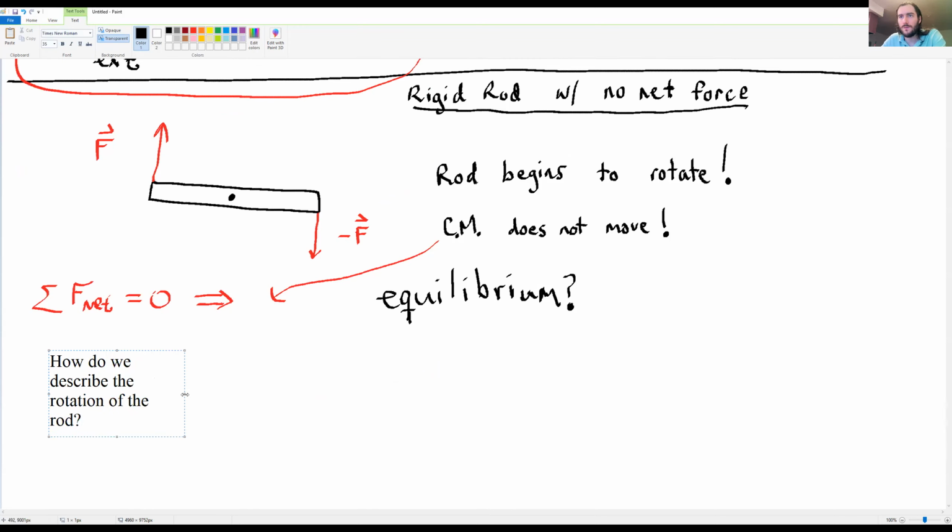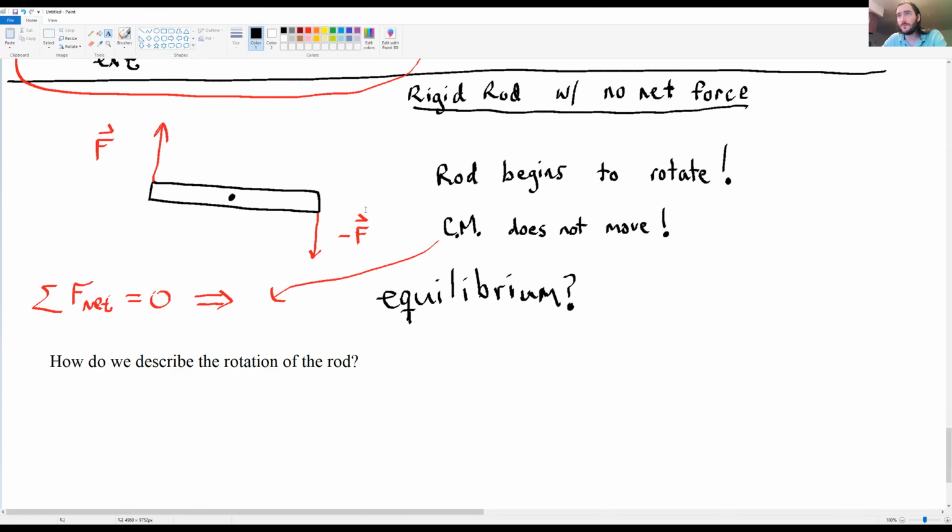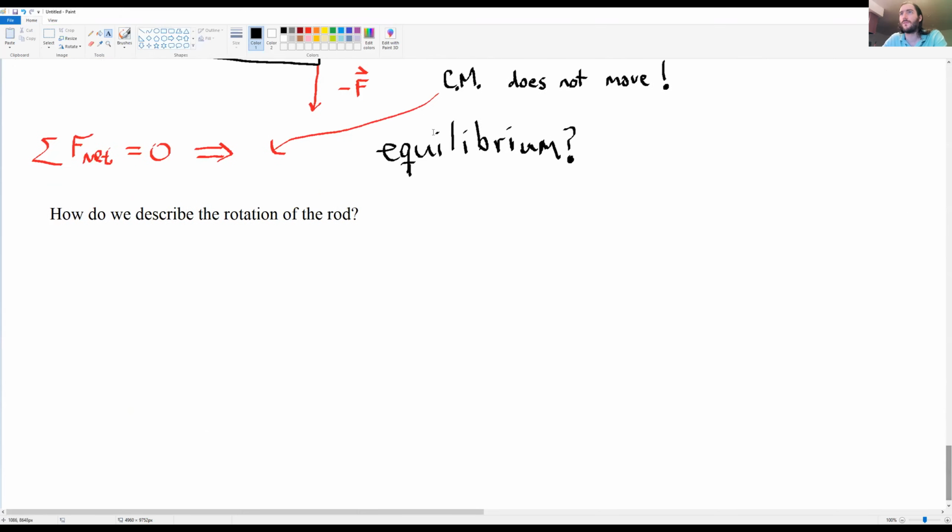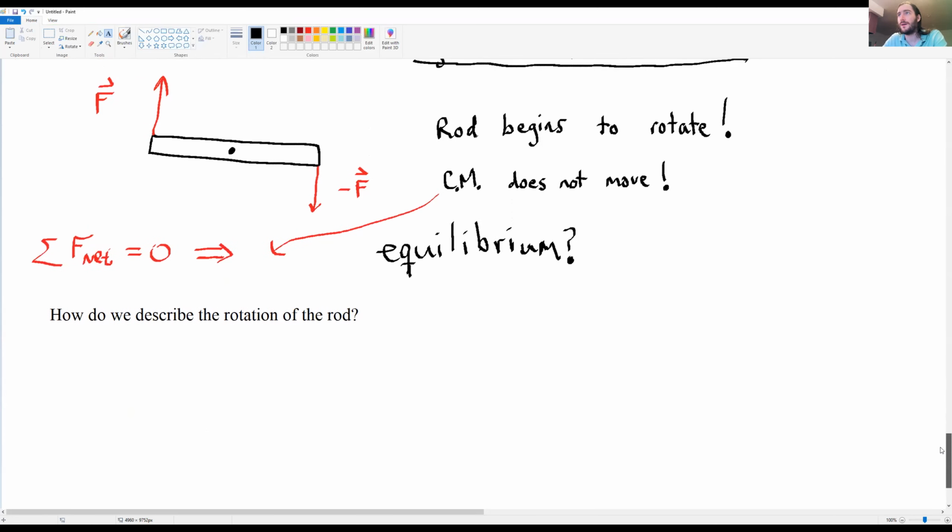That's what we're going to work on now. And we've already done the groundwork for that using our rotational kinematic equations. Here we go. And the idea is that now we introduce a quantity called torque. Torque has the Greek letter tau as its symbol, T-A-U.